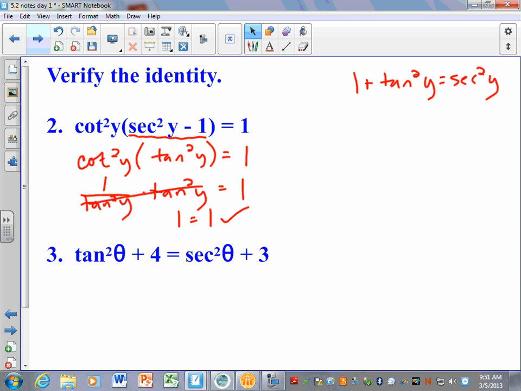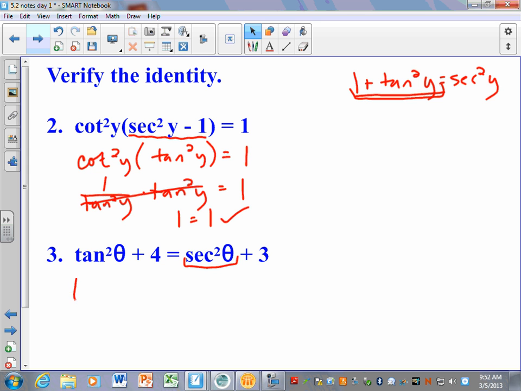I have that lovely Pythagorean identity, right? So, got some options here, but secant squared equals 1 plus tangent squared. If I work with this side, could I replace this with this? And then I would have at least tangent squared on both sides, and I could simplify from there. So again, it's the thought process that you want to start thinking about. How could I turn this into that?